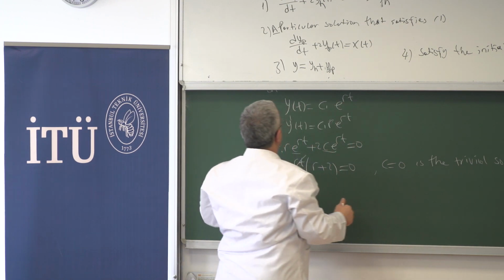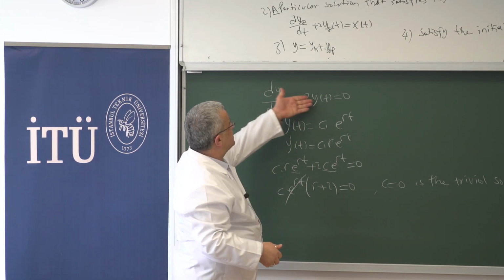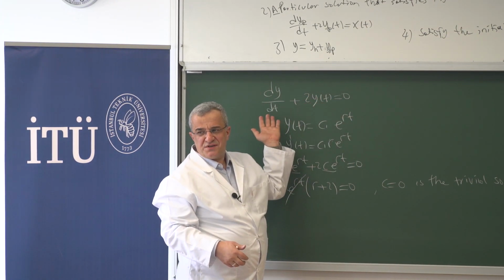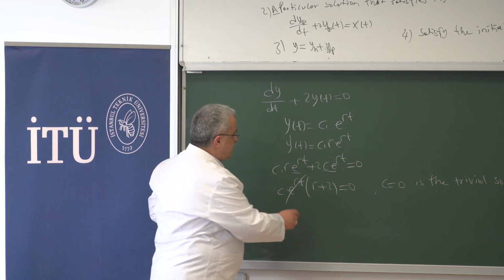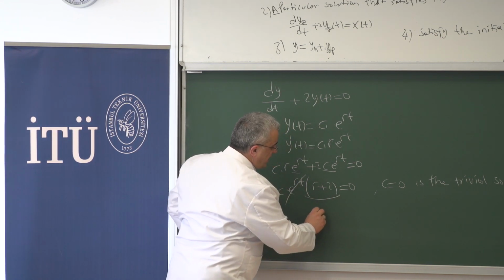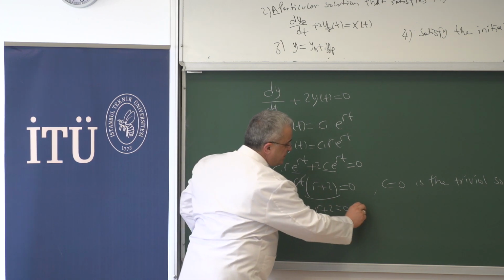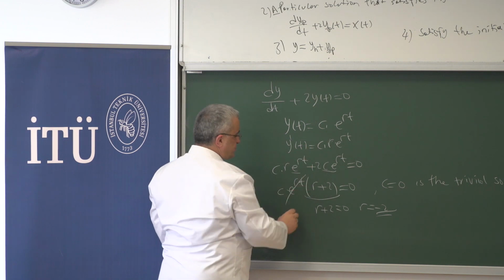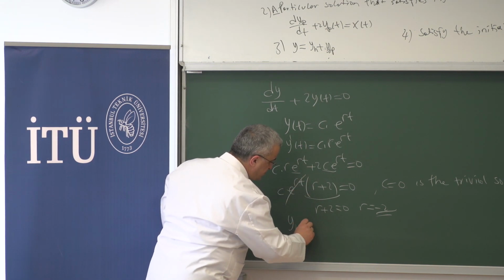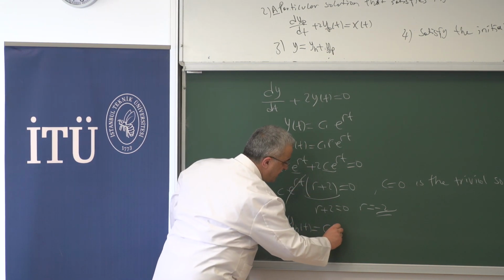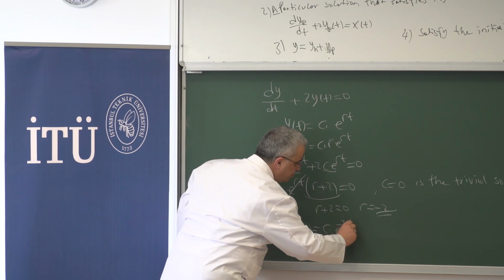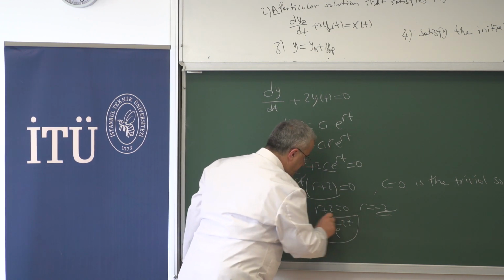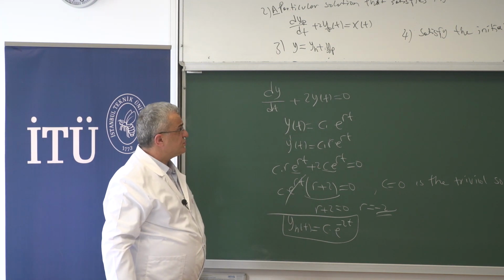As a matter of fact, we don't need anything for that. We could just say if you take y equal to 0, this is satisfied. So in that case, you have to have r plus 2 equal to 0. That means r is equal to minus 2. So what do you have then? You substitute that here. Y homogeneous of t is equal to c e to the minus 2t. So we found the homogeneous solution.